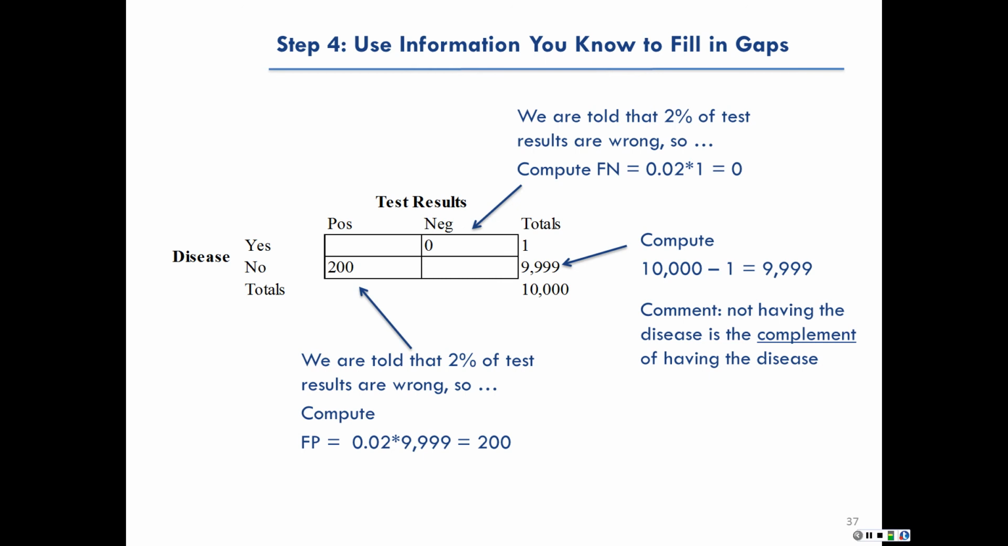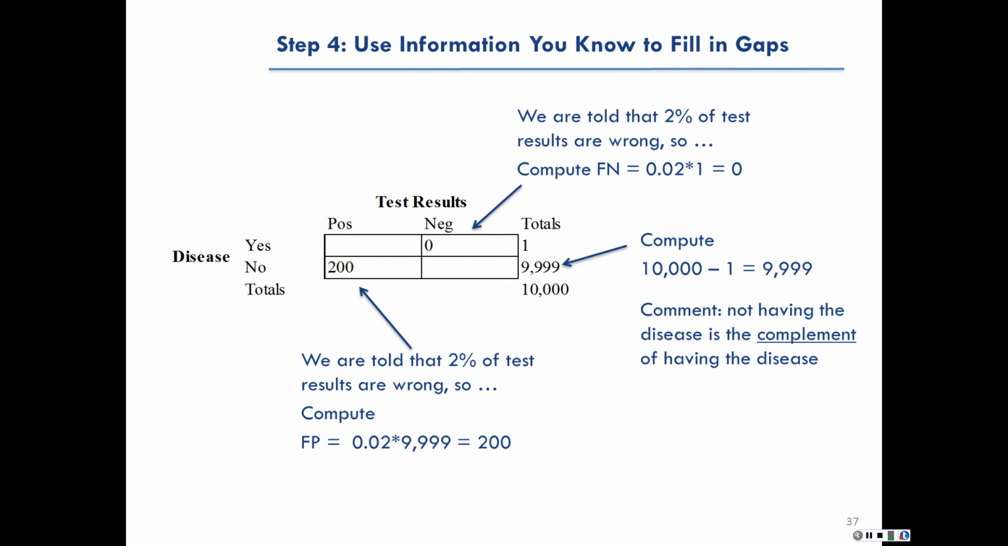Well, we're also told that 2% of the test results are wrong. So what does that mean? Well, we can compute two additional parts of this table. The false negatives in the upper right-hand side. So of the one person who has the disease, if the test is wrong 2% of the time, that means 0.02 times 1, we're going to get that many false negatives. Well, when we round that, we'll put in a nice round number of 0 there for the false negatives.